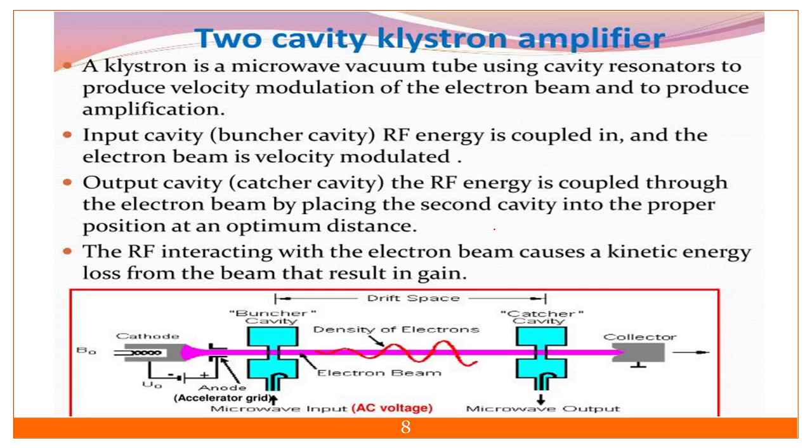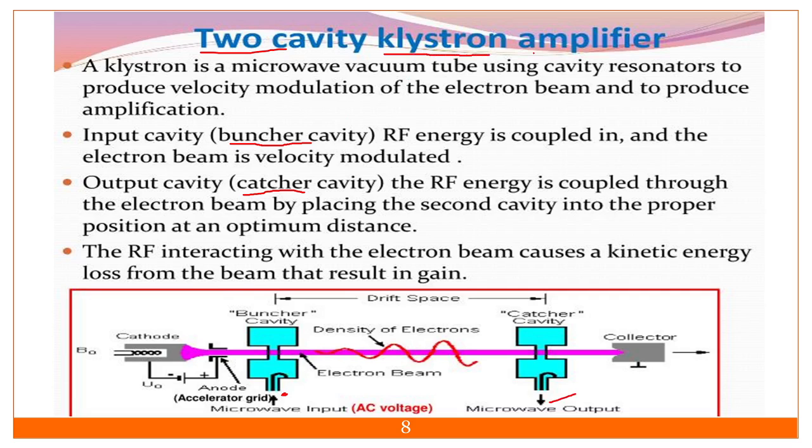These two things we have. So, two cavity klystron amplifier. How does it work? There are two cavities: the buncher cavity, and the second cavity is the catcher cavity. Here in the diagram you will see this is my buncher cavity, and this is my catcher cavity. As far as the klystron is concerned, there are two types again.